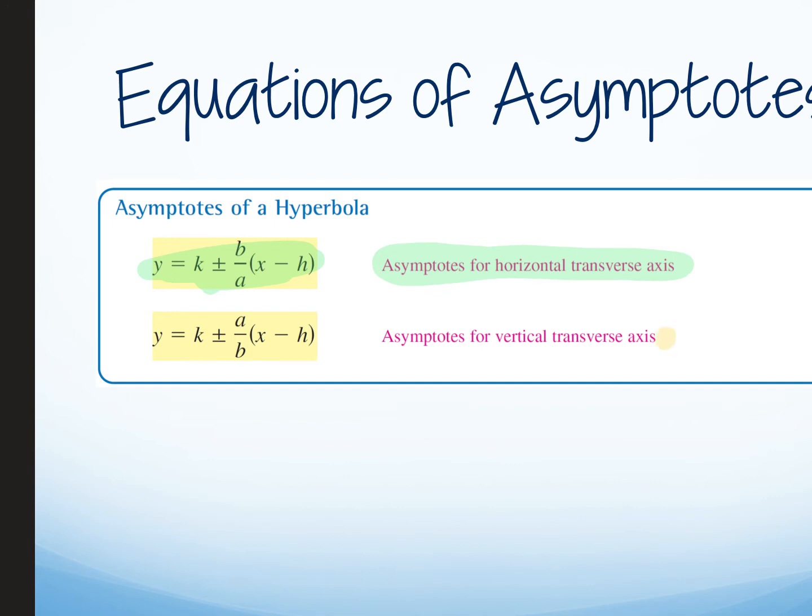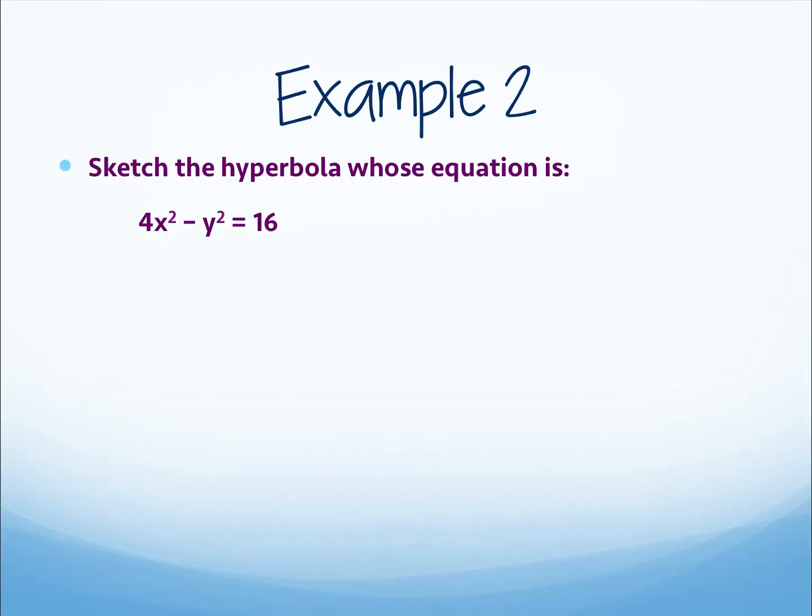If you have a vertical transverse axis, this is the equation that we use. So we're going to do some examples here where we switch. We go from up and down to left and right, and we find the equation of our asymptotes to better draw our picture.